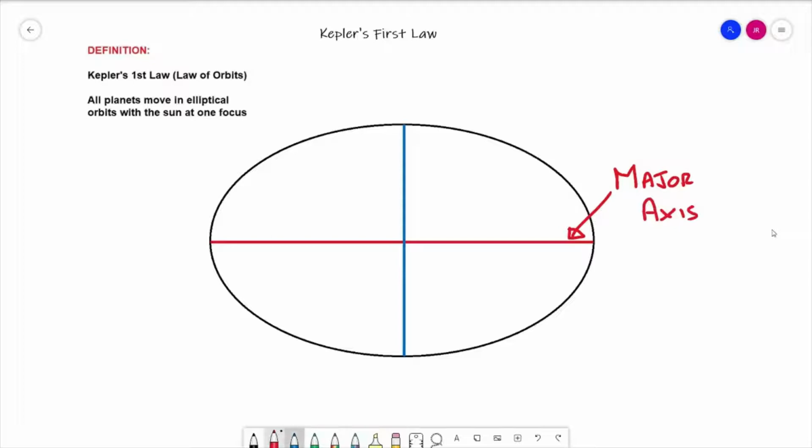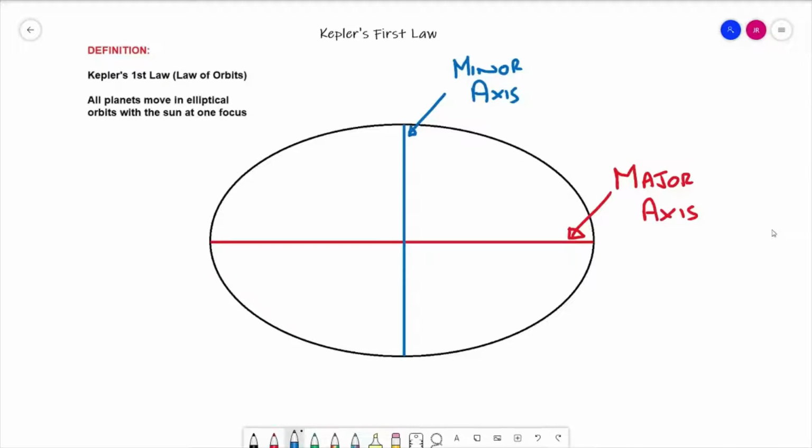The blue line we can see is the line that joins the 2 closest points on the ellipse, and hopefully we can guess very easily that that one is known as the minor axis. You can also see that the major axis and the minor axis cross each other at right angles. So those 2 axes are perpendicular to each other.